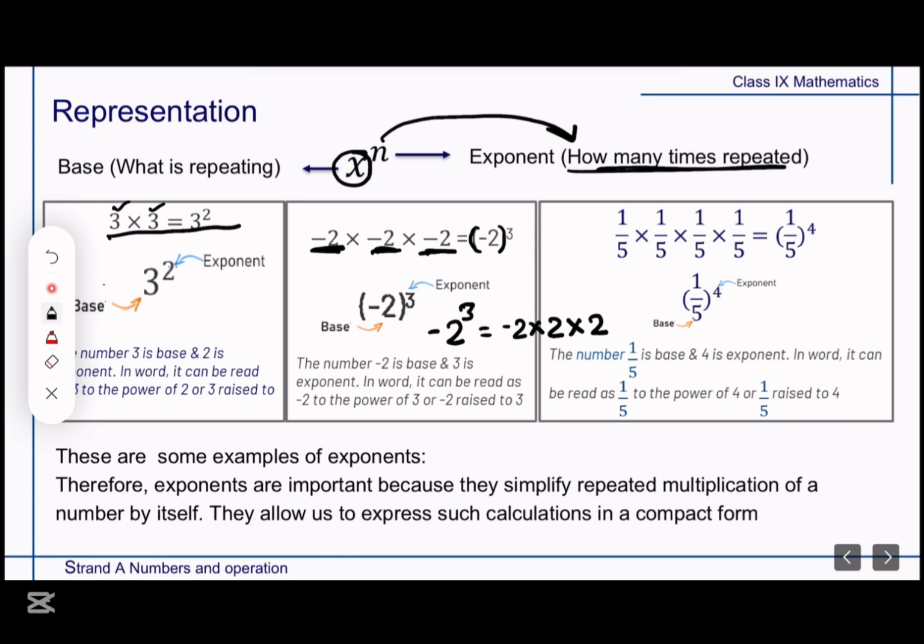By contrast, if 3 is raised to the number 2 without brackets, only the 2 will be repeated 3 times, whereas the negative is coming only once. However, in the above example, you will notice that the negative is coming along with 2 three times, so that's why it has to be covered by the bracket. Then you have an example here. 1 over 5 is being repeated 4 times, and this is how you represent it. 1 over 5 is raised to 4 or 1 over 5 to the power of 4.